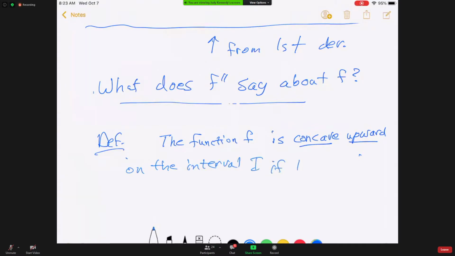If the graph of f lies above its tangents on I. Okay, so, and concave down means it lies below.